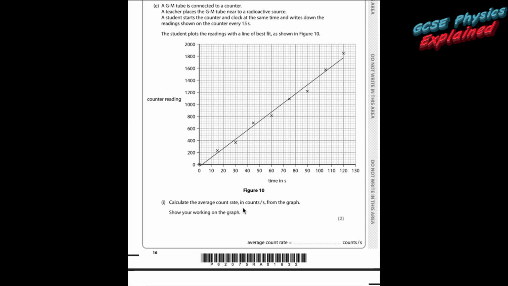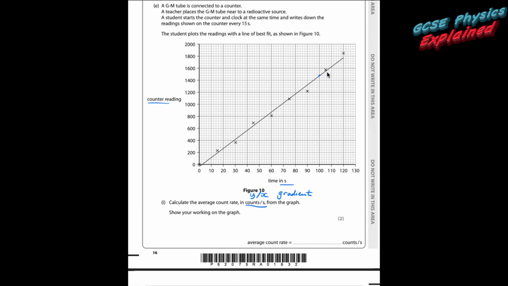Calculate the average count rate in counts per second from the graph. Show your working on the graph. Right, if we do counts per second, well, that's the counts and that's seconds. So we need to do the y-axis divided by the x-axis. We basically just need to work out the gradient, and that'll be working out the counts per second. Right, if we just assume that that point there is on 0, 0, we can just literally pick any point on the graph. That seems convenient.